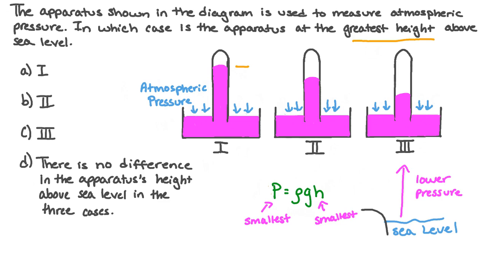When comparing the height of liquid mercury in each of the test tubes, we can see that in case 3, it has the smallest height. This means that the case in which the apparatus is at the greatest height above sea level is answer choice C, Roman numeral 3.